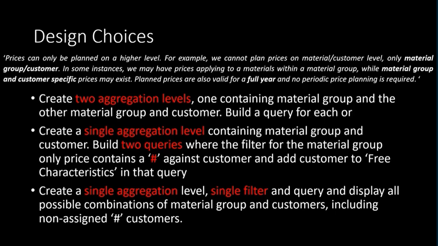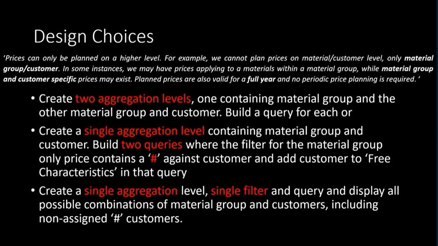From the requirements, we have the following statement. Prices can only be planned on a higher level. For example, we cannot plan prices on material customer level, only material group and customer. In some instances, we may have prices applying to a material within a material group, while material group and customer-specific prices may exist. Planned prices are also valid for a full year, and no periodic price planning is required.